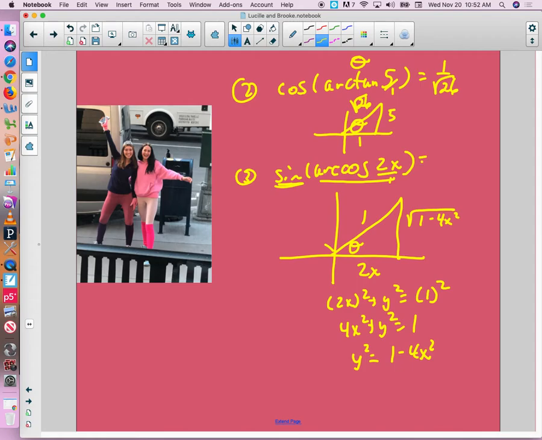So what's the sign of this? Y over r, opposite over hypotenuse. So there's a couple where you might have to draw a triangle. If you don't know the value, rest assured you could draw the triangle and figure it out. All right, now let's move on to some that are more straightforward.